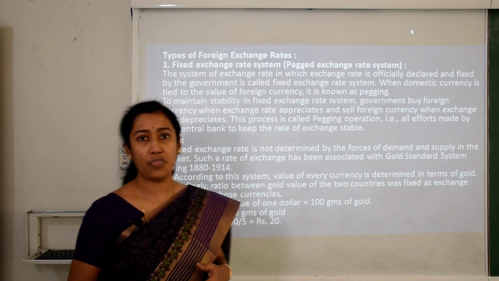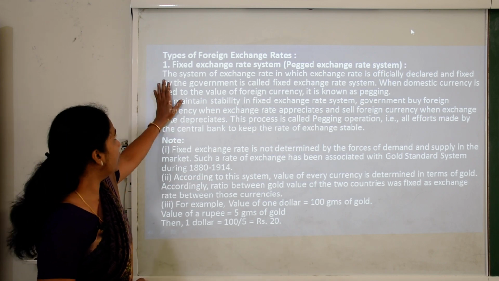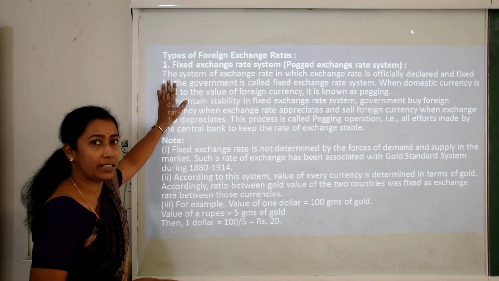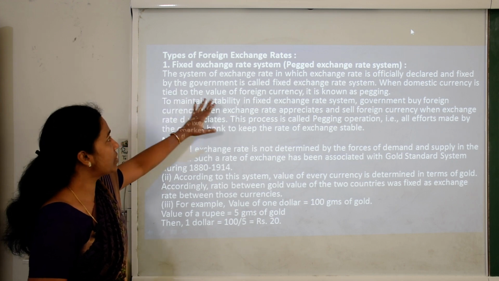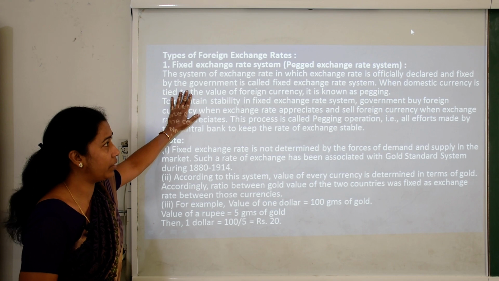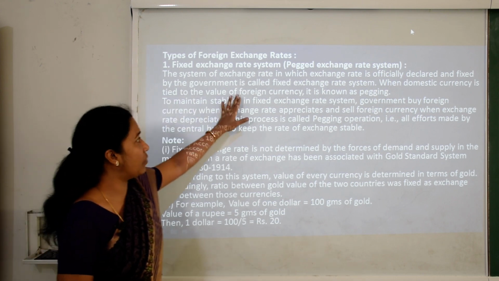Now there are types of foreign exchange rates. The first is the fixed exchange rate system, which can also be called the pegged exchange rate system. It is the system of exchange rate in which the exchange rate is officially declared by the government and fixed by the government only.